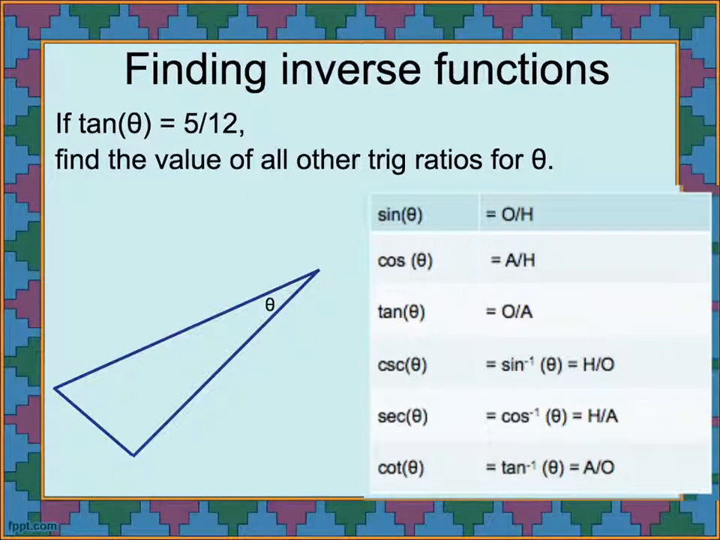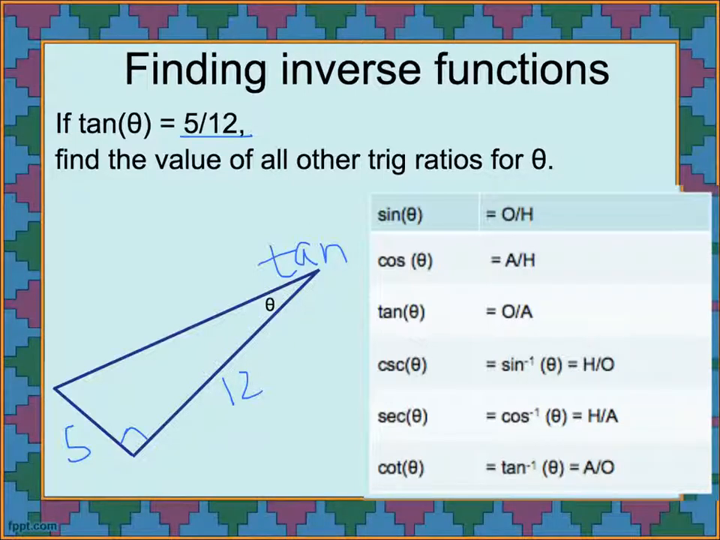So it says if tan theta equals 5 over 12, find the values of all other trig ratios for theta. So let's start by first labeling the sides of my triangle. So here's my tangent for theta, and it says it's 5 over 12. So tangent is opposite over adjacent, so my opposite side would be 5, and my adjacent side would be 12.